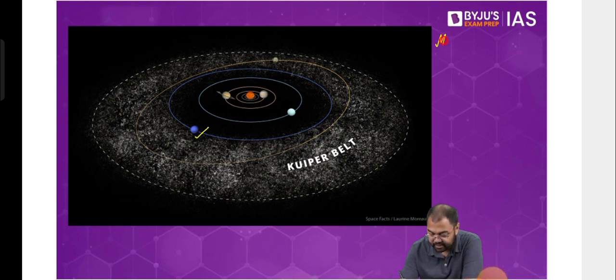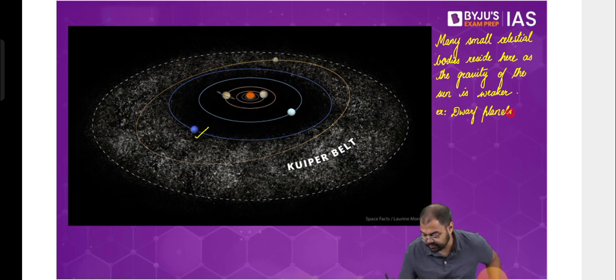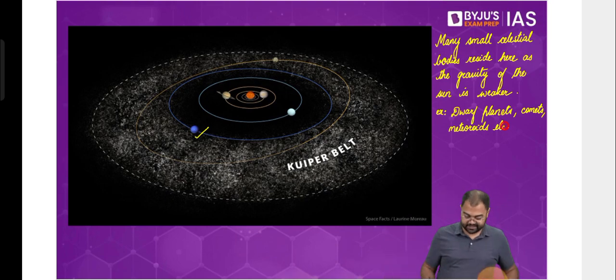So what we see here is that many small celestial bodies reside here as the gravity of the sun is weaker now. That is why many small celestial bodies reside here. You have the dwarf planets, a lot of comets, and a lot of meteoroids. All these smaller ones can exist in this particular region.